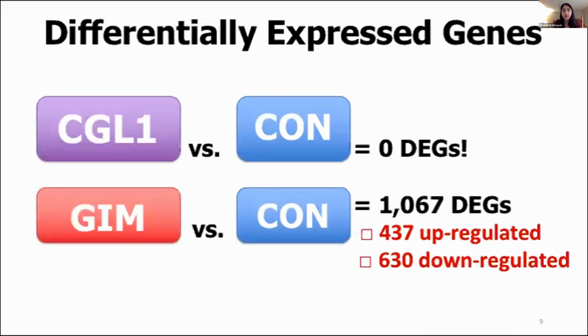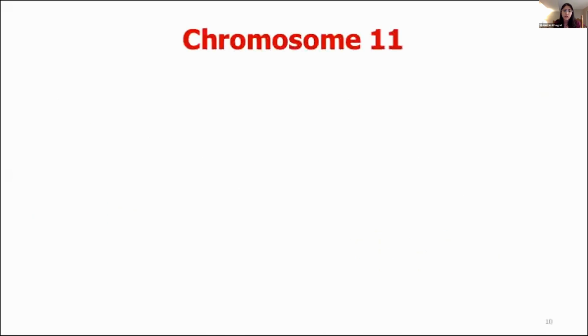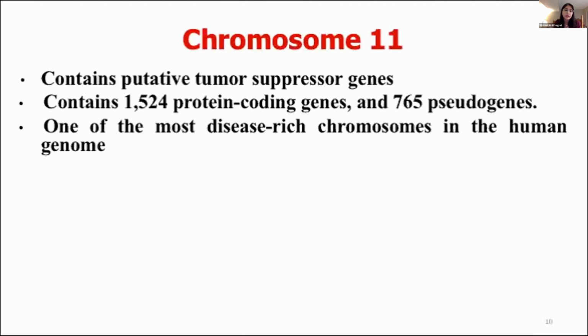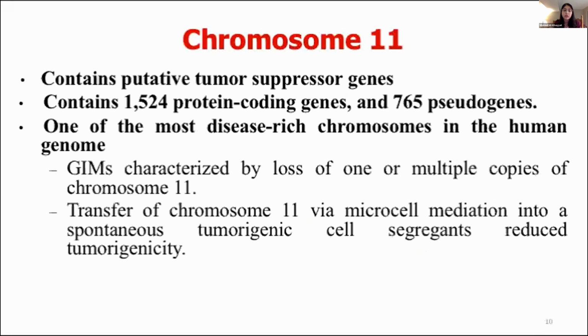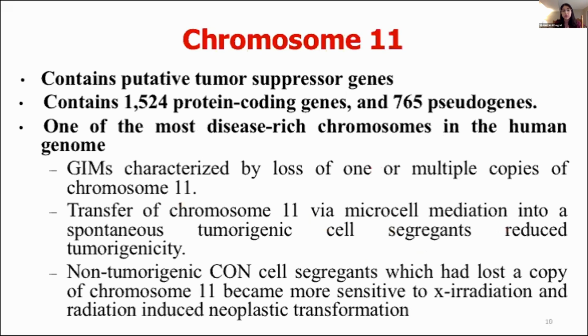The first one is that there are no differentially expressed genes between CGL1, so the non-tumorigenic cell line, and also CON, which is also a non-tumorigenic cell line. However, they have found that there are about 1,000 and so differentially expressed genes between GIMs, which is a tumor cell line, and the non-tumorigenic cell line CON, in which 600 and so were downregulated genes. Further research has shown that these downregulated genes were specifically located on chromosome 11.